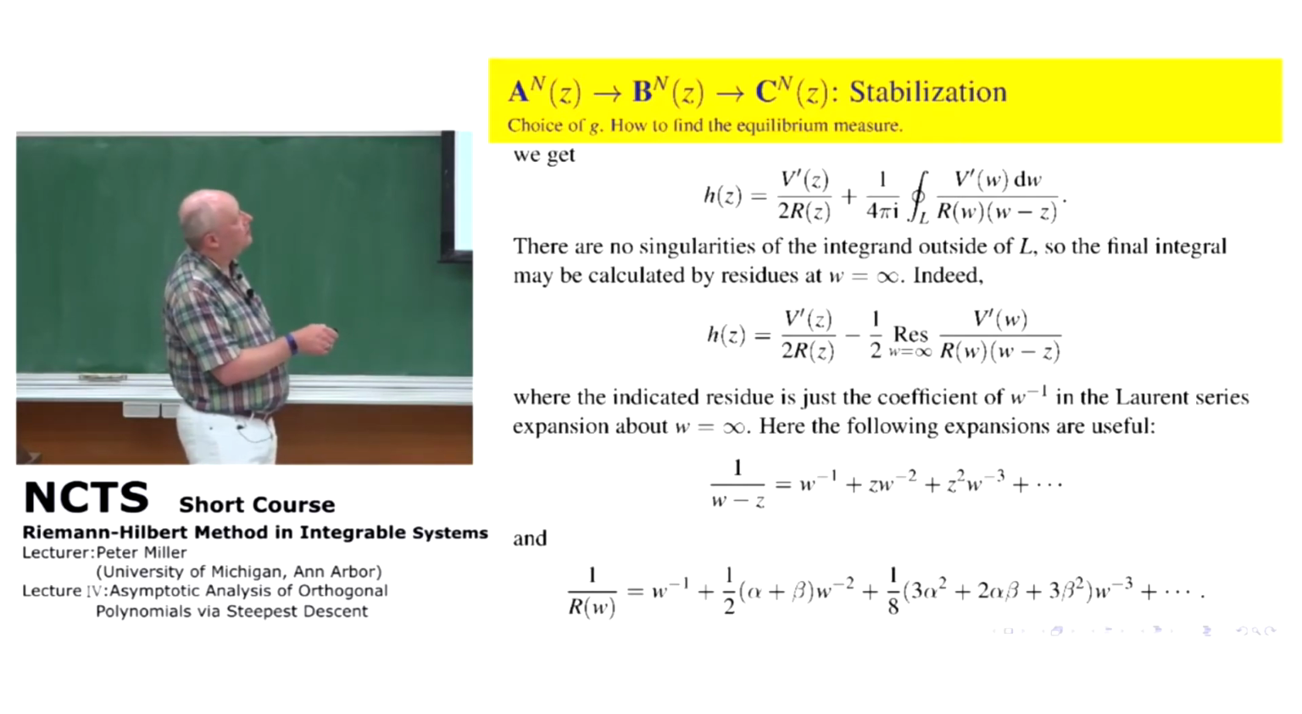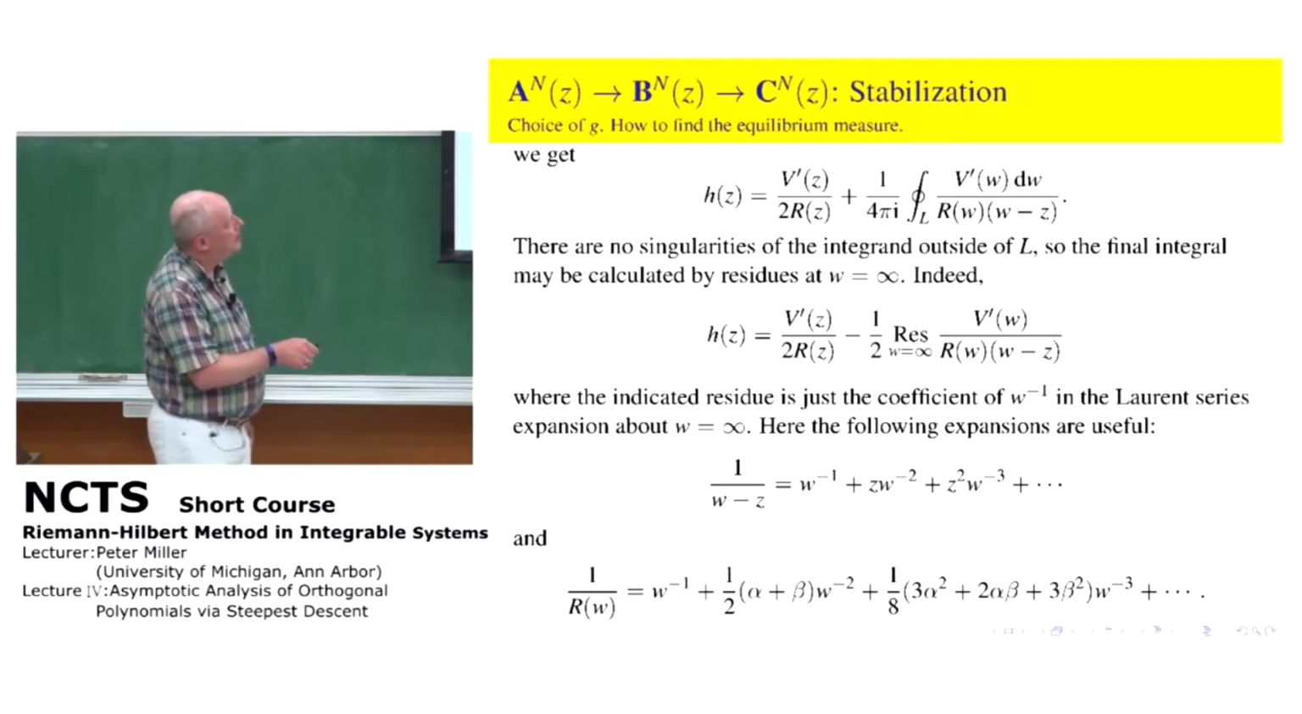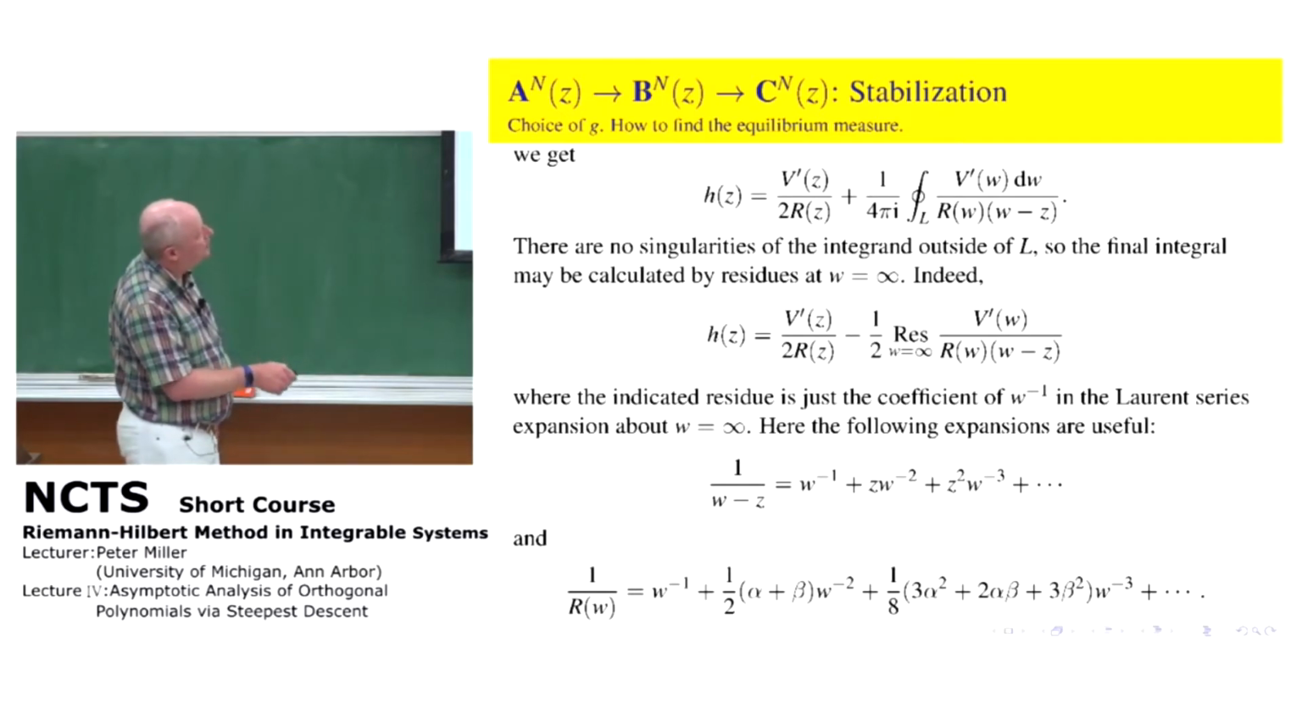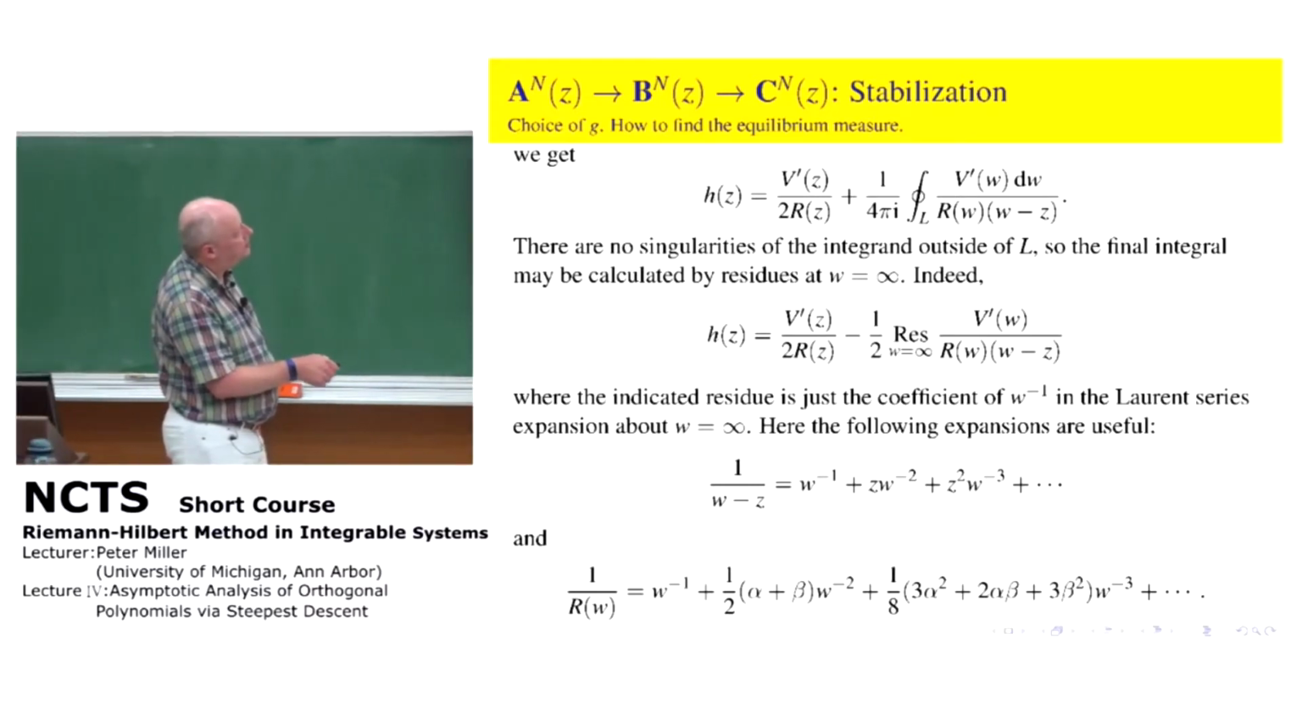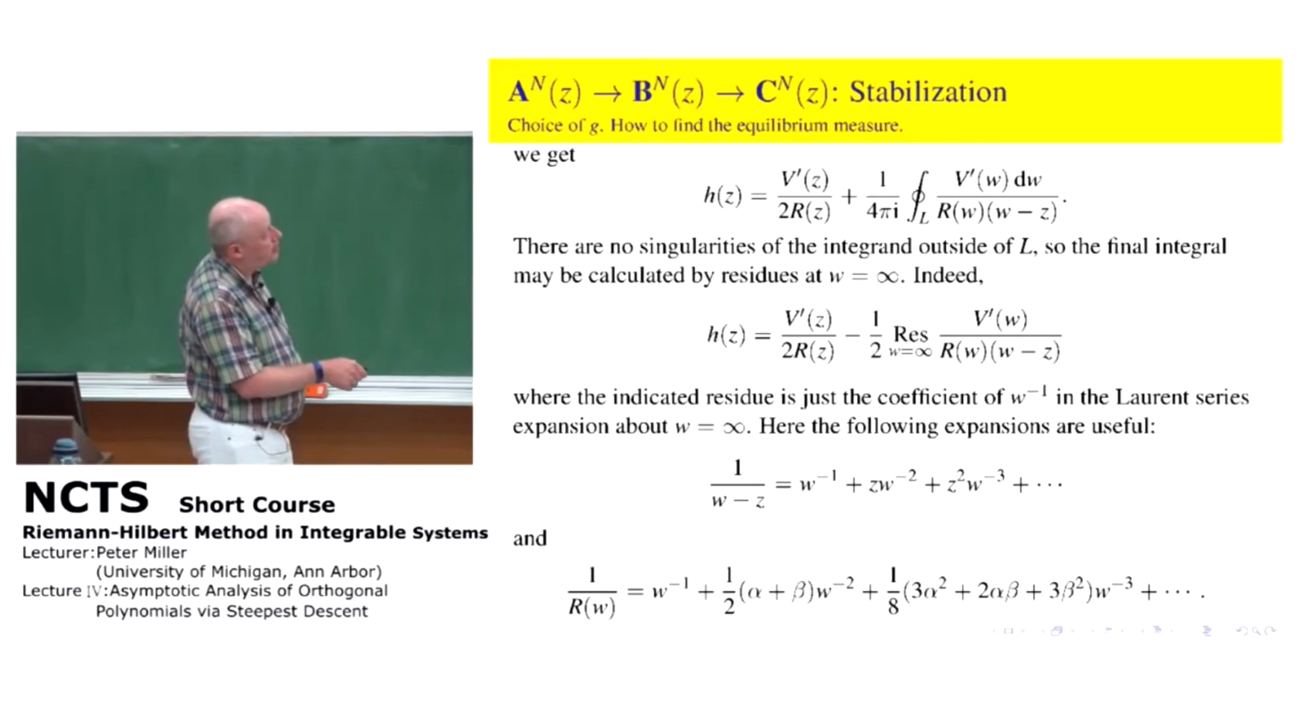Now the residue is at the point at infinity, okay? So that's the formula we have here. This is the point at infinity evaluated now. And so to do that, what we need is the expansion, the Laurent series of this function for large W.